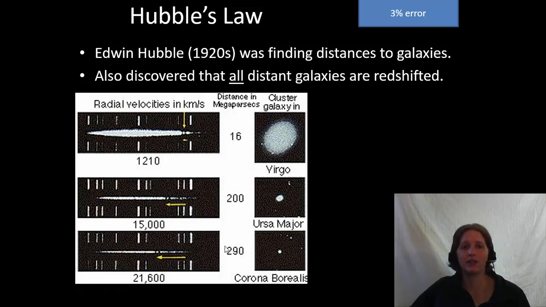There's one extra thing that Hubble did that his peers had not yet done. For each galaxy that he found a distance to, he also got a spectra and determined its speed. So Edwin Hubble discovered this very odd and unexpected trend that all distant galaxies are redshifted and they're moving away from us.